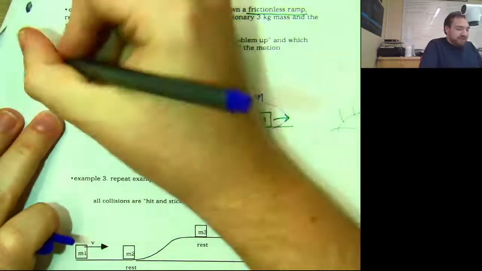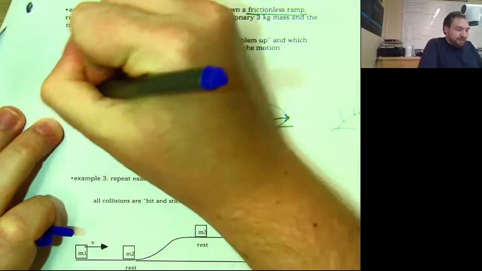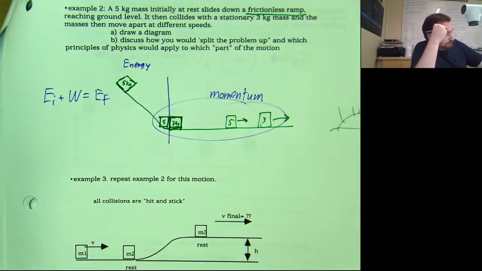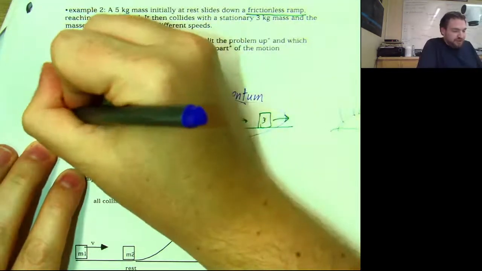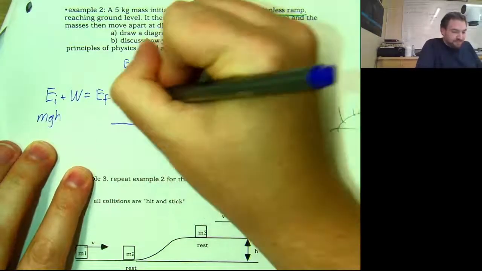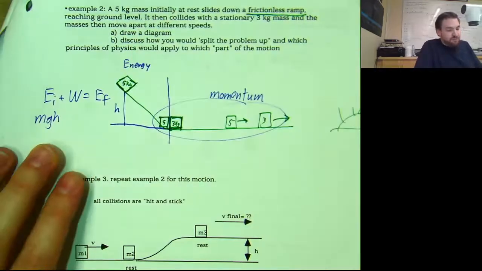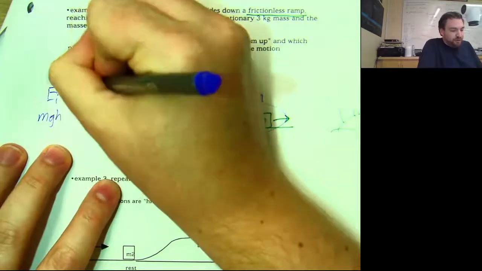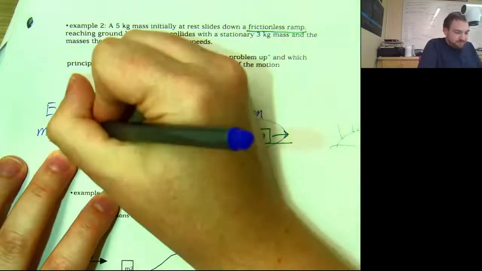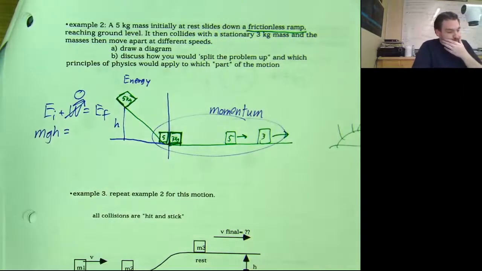Let's talk about energy. Energy initial plus work equals energy final. Tell me about that equation. Initially, there is only, okay, so we've got mgh. We're going to call this h. Why is there no work? Because it's frictionless. Love that. So that's going to equal what?